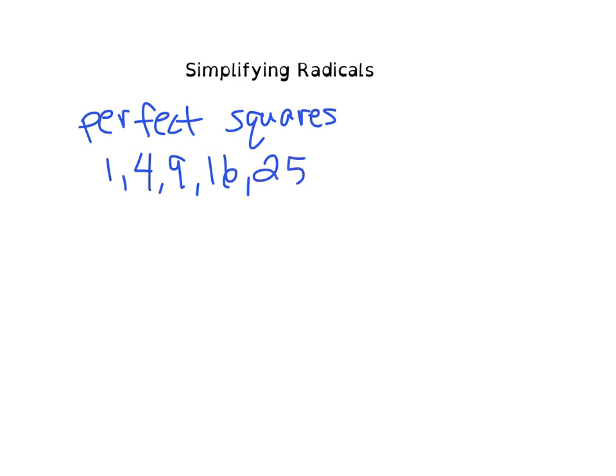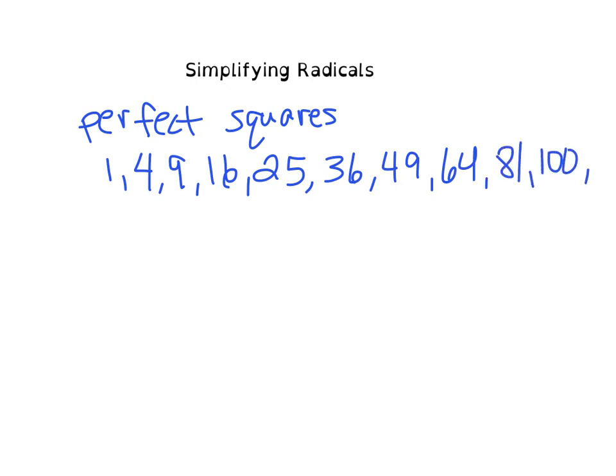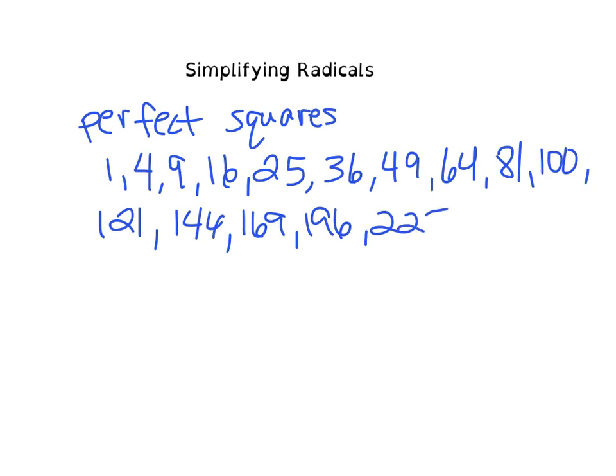If I keep adding on to this list, some perfect squares would be 1, 4, 9, 16, 25, 36, 49, 64, 81, 100, 121, 144, 169, 196, 225. So that's all the way up to 15 squared.